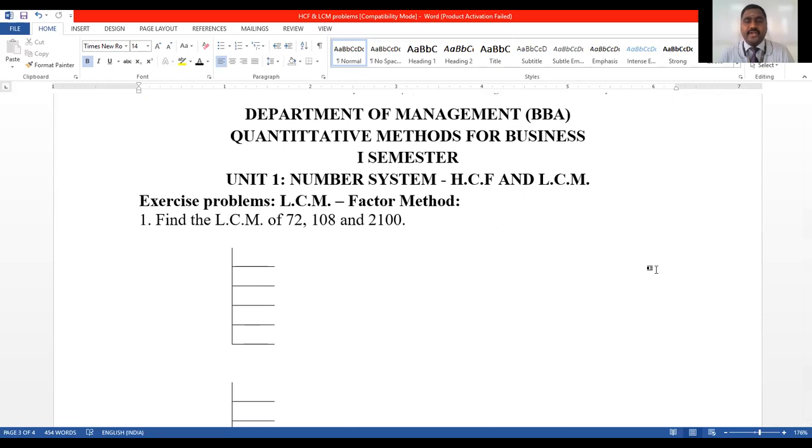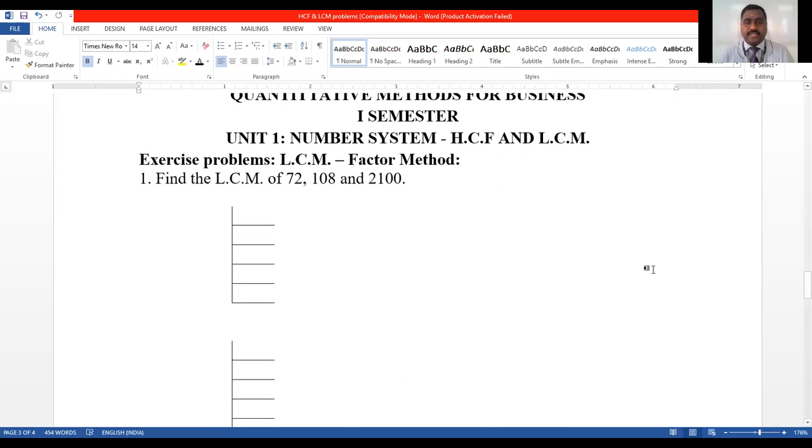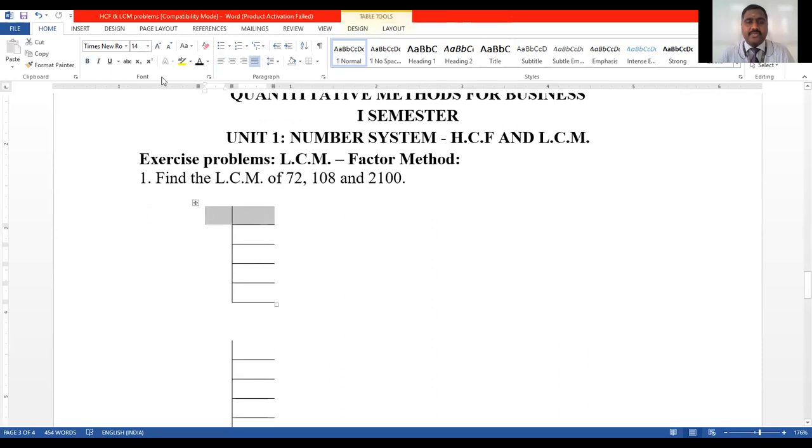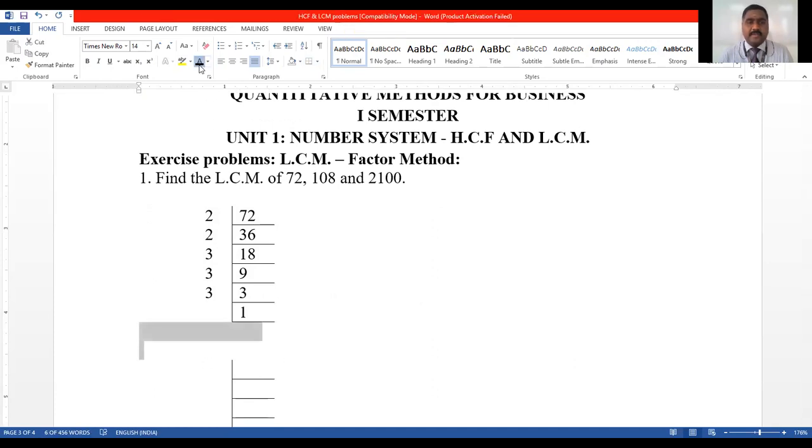So as already told, under the factor method, the procedure is the same. First, 72 you should start dividing by the number 2, so that you get 36, and again 36 can be divided by 2, you get 18, and again 18 divided by 3, you get 6, and 6 divided by 3 gives 2. Like that also you can do. So here, the LCM of 72 is 2 into 2 into 3 into 3 into 3.